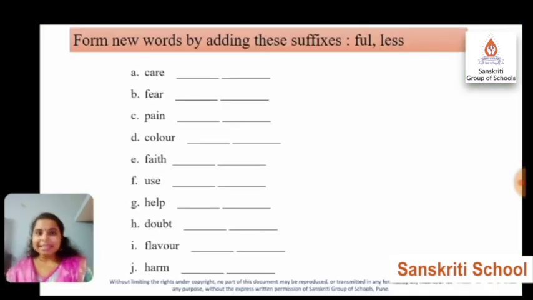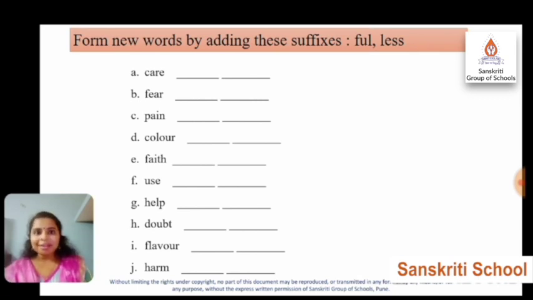Why don't we do some exercises? You can add new words by adding FUL or LESS. Say for example, care. When I'm adding FUL, it becomes careful, which means full of care. If I add LESS, care becomes careless. LESS means without, which means without care. See how the word meaning is changing? Careful means full of care, whereas when I add LESS, it becomes careless, which means without having any care.